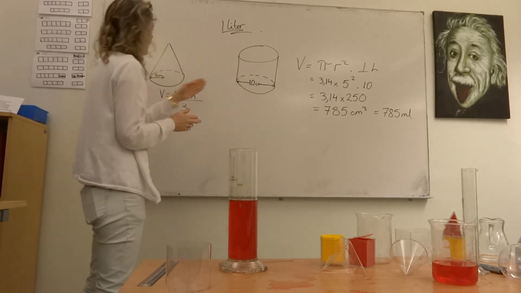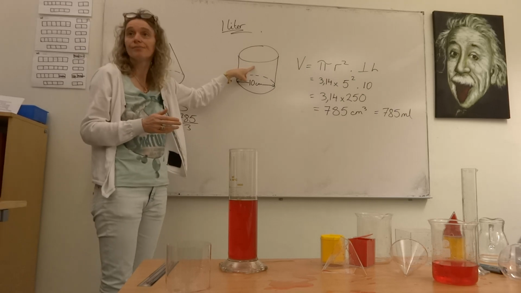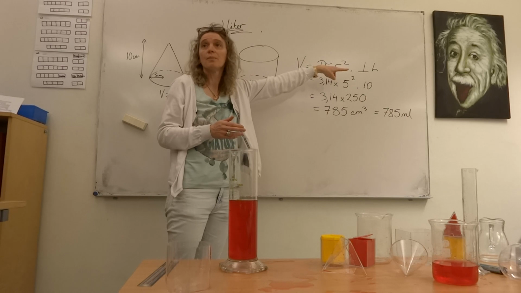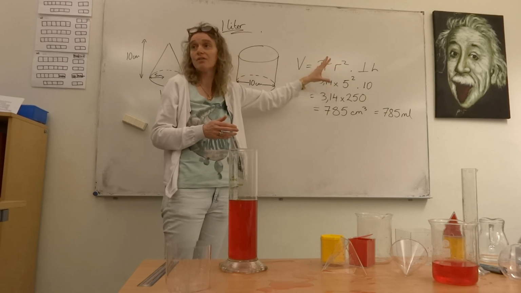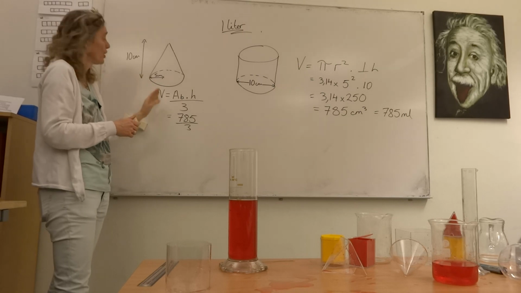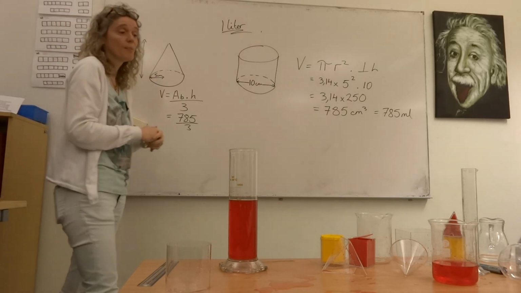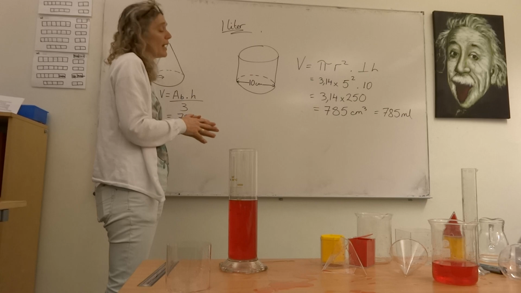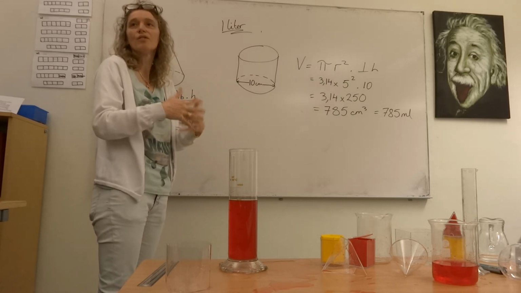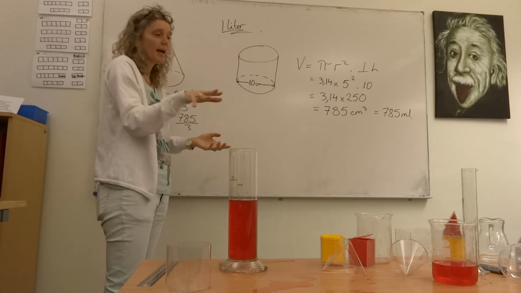So we've looked at the volume of a cylinder, showing that the formula pi r squared times the perpendicular height actually does give us the volume. We've looked at the volume of a cone being a third of that of a cylinder. And, you know, I think sometimes it just makes it a little bit easier if you get to play with water. So if you'd like to play with any of these, have a go.